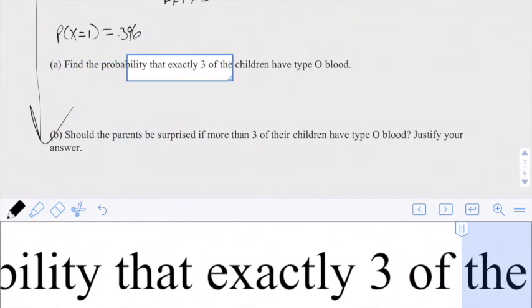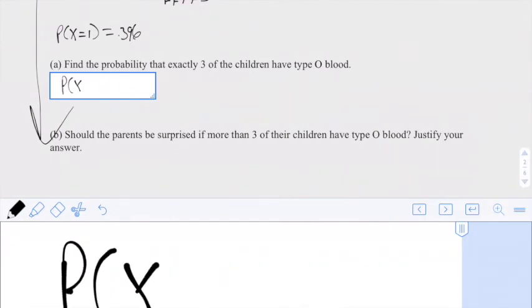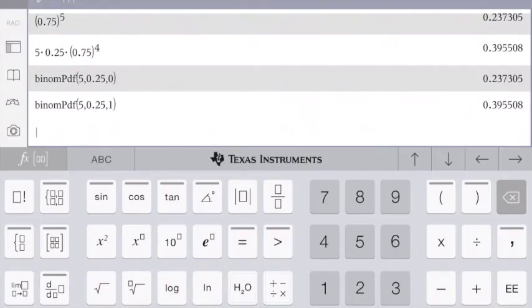The probability that exactly 3 of the children have type O blood. So binomial, and we want to know the probability that X equals 3. Same thing.